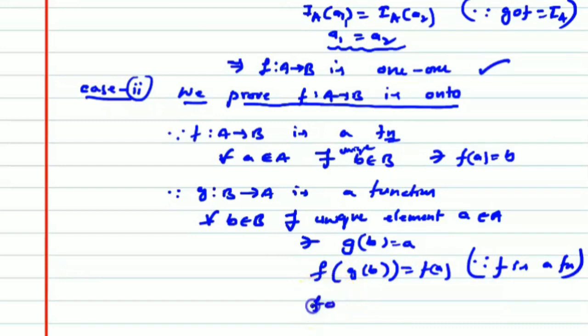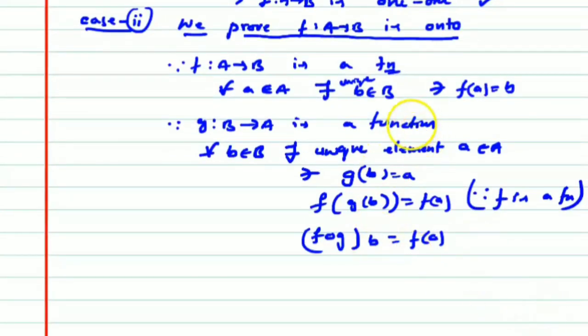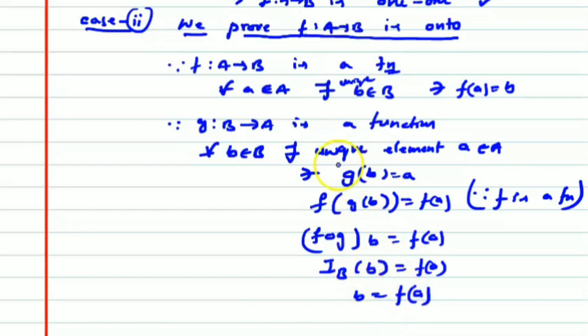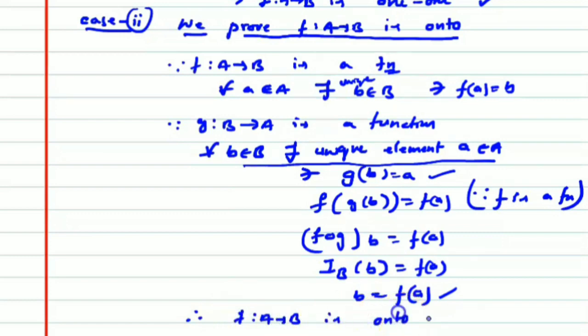Therefore, f circle g of b is equal to f of a. What is f circle g? According to the given statement, f circle g is nothing but i_B. i_B of b is equal to f of a. Therefore, b is equal to f of a. What can we conclude? For each b belongs to B, there exists a unique element a belongs to A such that b is equal to f of a. Taking g of b is equal to a, I arrived at b is equal to f of a. Therefore, I can conclude that f mapping from A to B is an onto function.